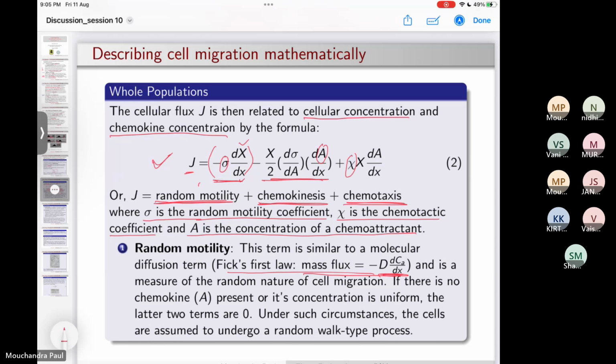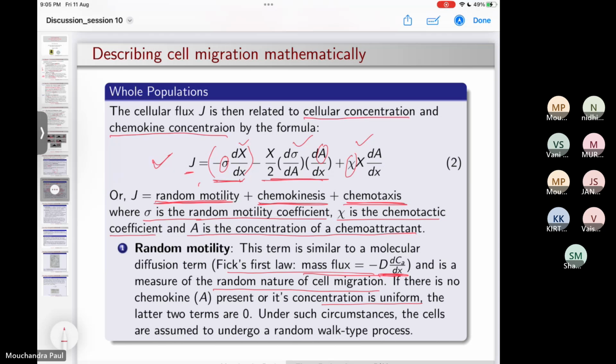This random motility is basically a measure of the random nature of cell migration, meaning how the cells move randomly. That effect is explained by the random motility term. And if there is no chemokine present, or if the concentration of the chemokine is uniform, meaning there is no concentration gradient, then the chemokinesis and chemotaxis terms will not happen, they will simply be zero, and only the random motility effect will dominate.